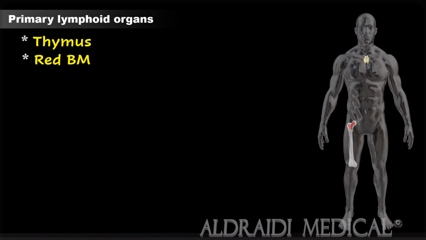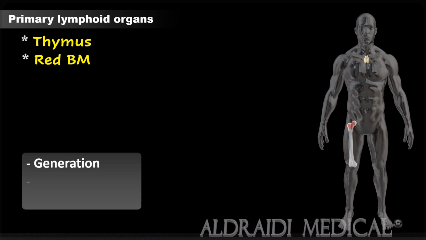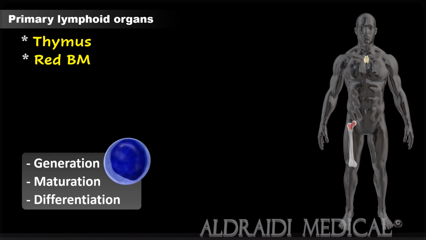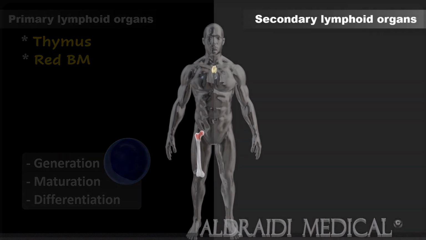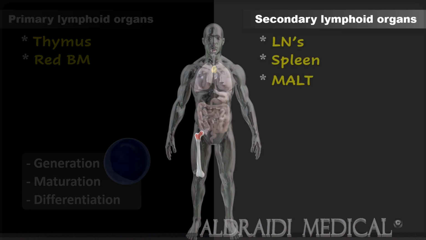So these two are your primary lymphoid organs, and once again they are called primary because the main process of generation, maturation, and differentiation of your lymphocytes takes place there. Next, we will move to the secondary lymphoid organs, which are the lymph nodes, the spleen, and the mucosa-associated lymphoid tissue. These secondary lymphoid organs function mainly as areas that trap or filter foreign antigens.